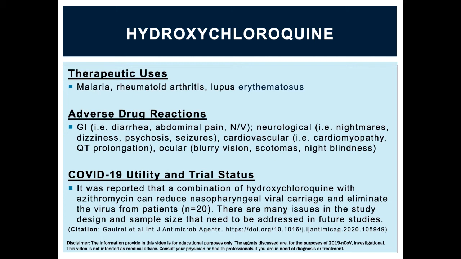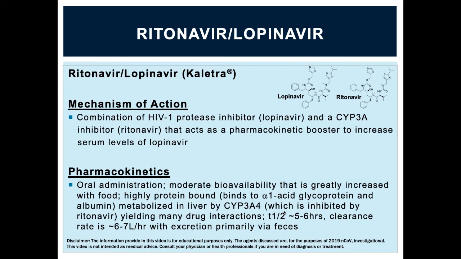At the present time, much of the excitement about this agent stems from a publication showing that the combination of hydroxychloroquine with azithromycin can reduce nasopharyngeal viral carriage and eliminate the virus from patients, but this was a very small sample size, and there are also many issues with the study design that need to be addressed in future studies. For this reason, the true efficacy of hydroxychloroquine in clearing patients of 2019 nCoV remains ill-defined. Our next agent is a combination drug known as Ritonavir and Lopinavir.